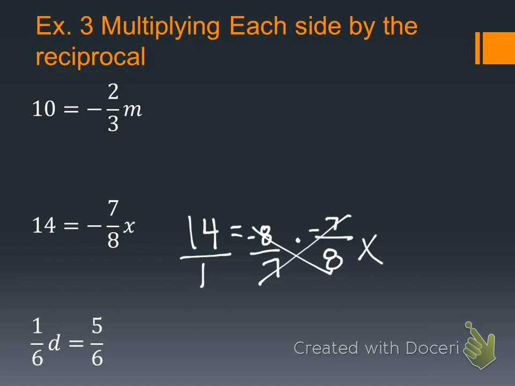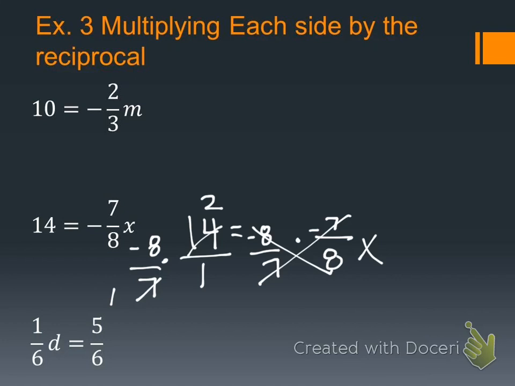Cancels out. Don't forget, whatever you do to one side, you got to do to the other. So I'm going to multiply by negative 8 over 7. Now, you're seriously going to need a calculator here if you try to do negative 8 times 14. But what do you see that I can simplify that's going to make it much easier for us, Clay? 7 and 14. What number goes into both 7 and 14? 7. 7 goes into 7 one time. 7 goes into 14 two times.